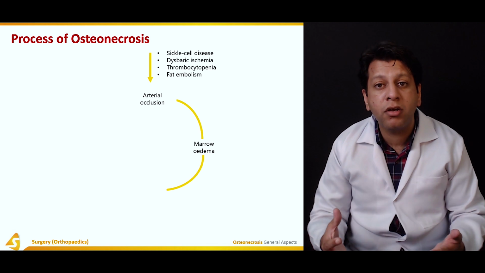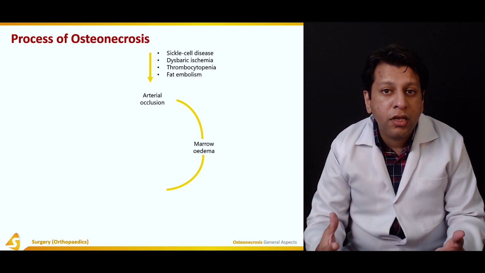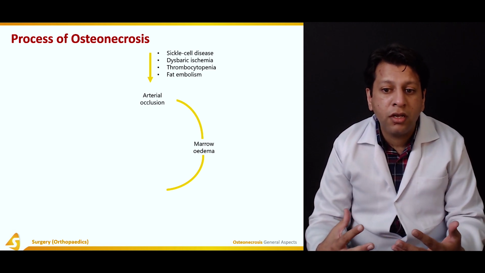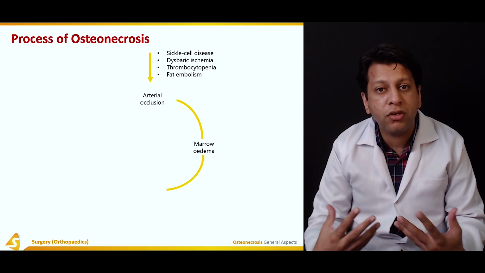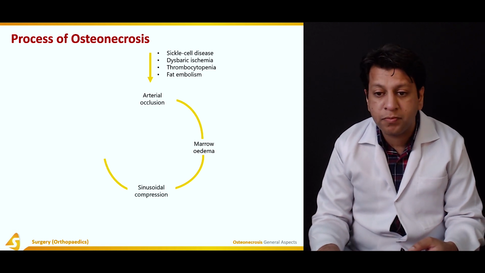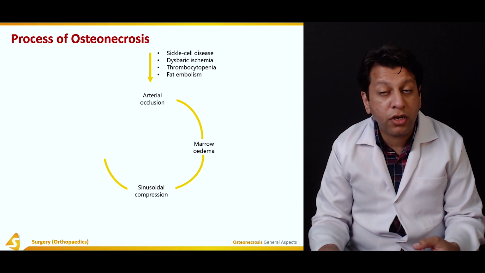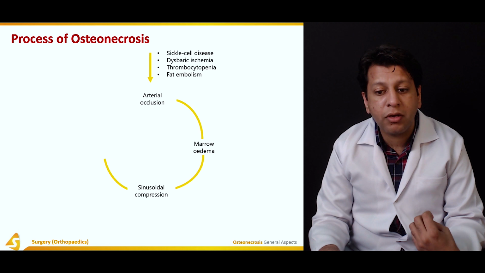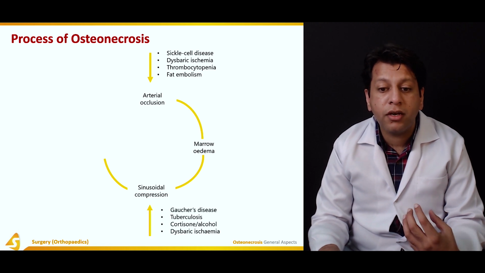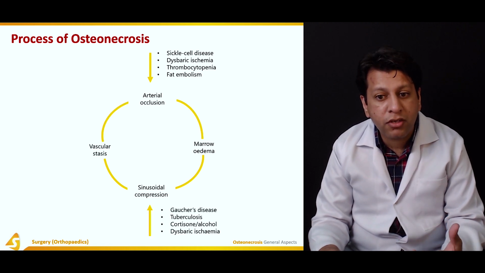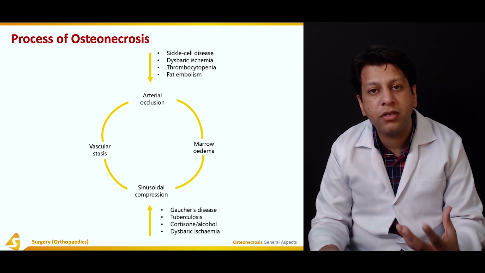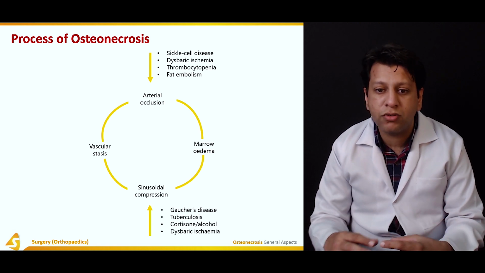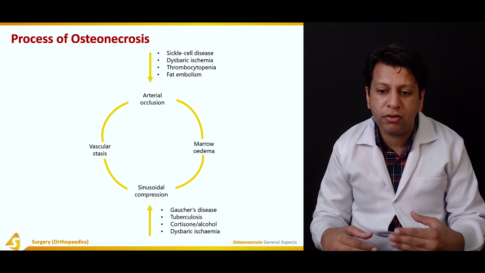Now marrow edema would further decrease the arterial supply, because it increases the intracapsular pressure. Then this leads to sinusoidal compression, which is compression of the sinusoids in the bone. This compression leads directly to further vascular stasis, and then further arterial occlusion. So that is a vicious cycle you enter into.